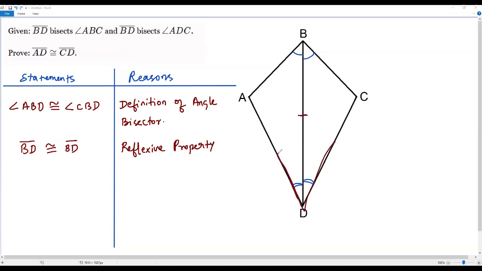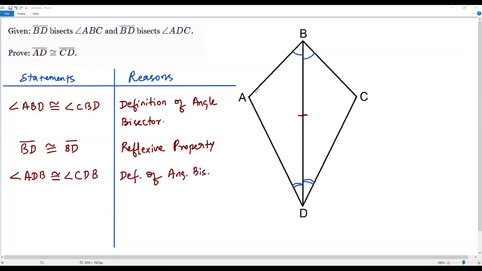That is, angle measure ADC has been divided into two equal parts by the line segment BD. Let me write it over here. Angle ADB is congruent to angle CDB. So what's the reason for this one? The same thing we were given over here: the definition of angle bisector. Definition of angle bisector.